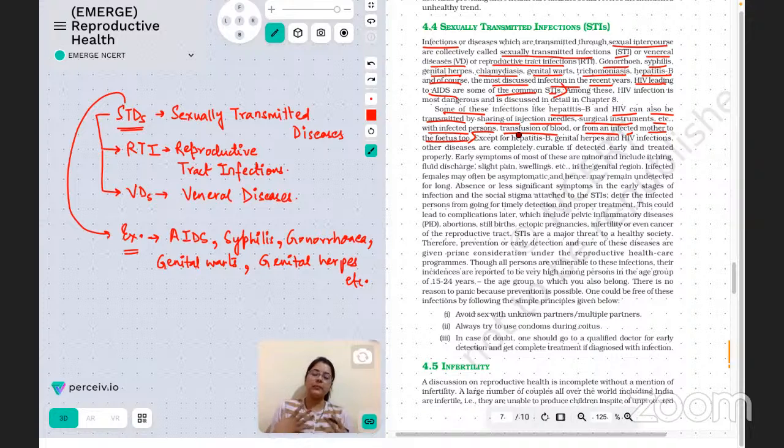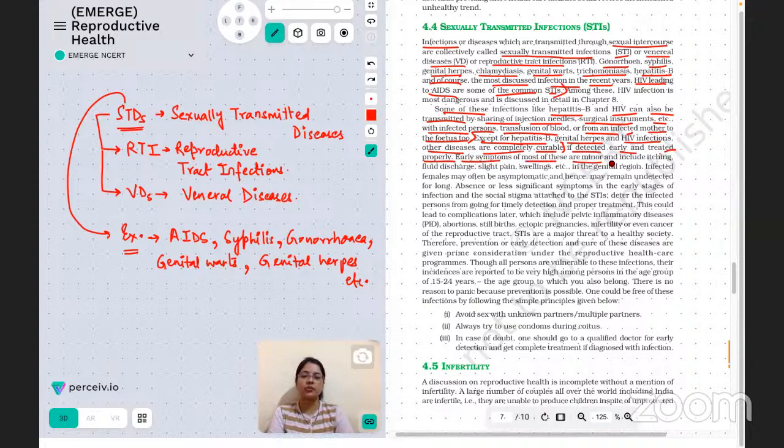So the main question that comes to our mind is: if the agent is a bacterial, protozoan or viral agent, these are transmitted through blood. So if contamination is to happen from person to person, it will be through contaminated blood. It can be through contaminated blood transfusion, through sharing of needles, sharing of any kind of hospital utensils. It can happen through all of these, except for hepatitis B, genital herpes and HIV infections. The other diseases are completely curable if they are detected early and treated properly.